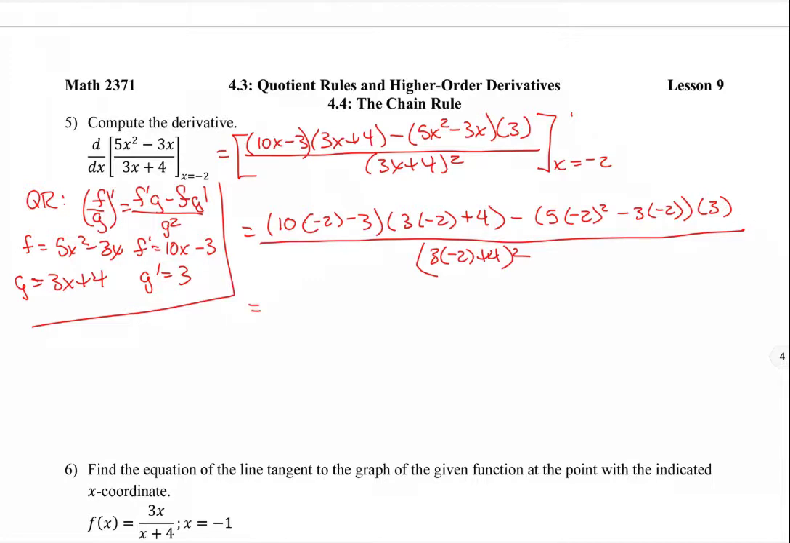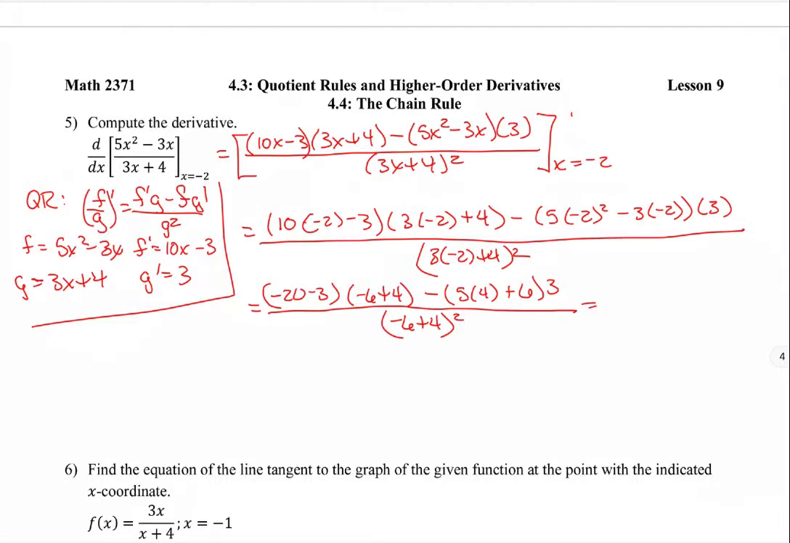which equals (negative 20 minus 3) times (negative 6 plus 4) minus (5 times 4 plus 6) times 3, over (negative 6 plus 4) squared, equals negative 23 times negative 2 minus 26 times 3 over negative 2 squared, equals negative 32 over 4, equals negative 8.